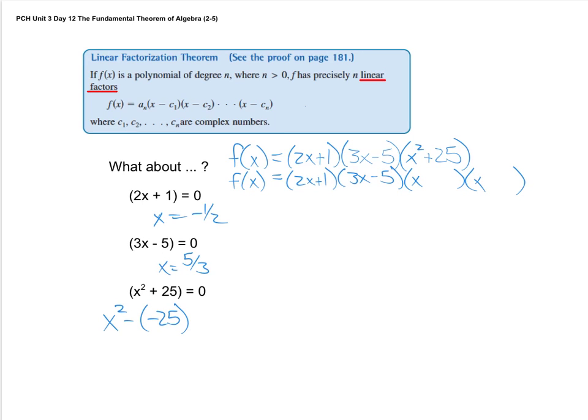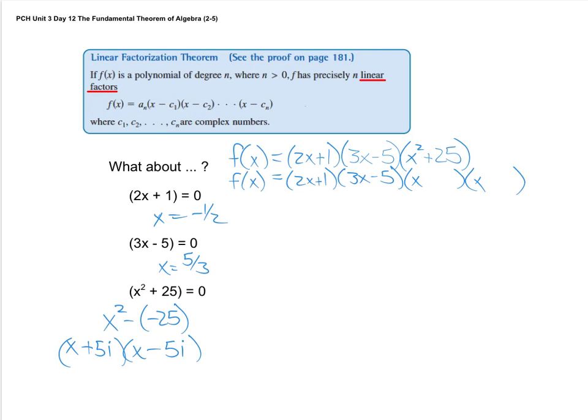How did we factor it when we had the difference of squares? Imaginary number. We will have imaginary numbers here. What did we do with this number when we factored by difference of squares? Square root. We had the square root of negative 25, which equals what? 5i. So it'd be x plus 5i, x minus 5i.